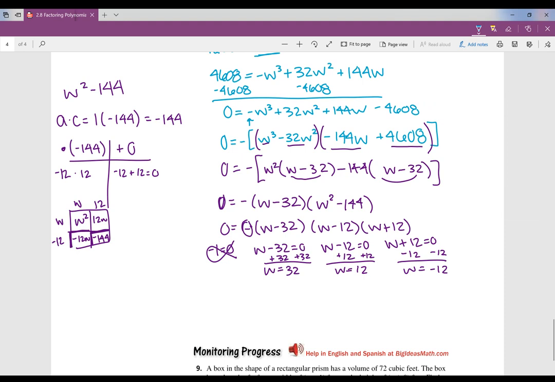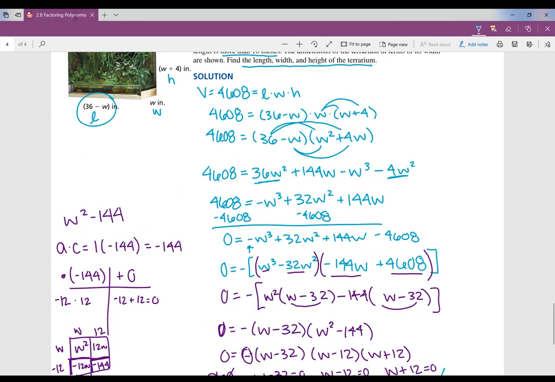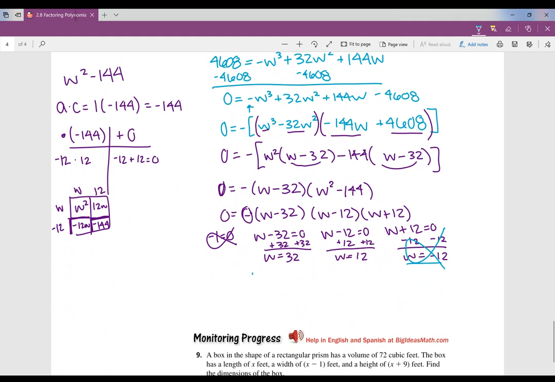So now right off the bat, can a width be negative? No, right? You can't say your width is negative 12 inches. That doesn't make sense. So we know negative 12 is not going to work. So next, let's check our 32. So we know that our length is 36 minus W. So length 36 minus W is going to be 32. So that will be 4 inches. And then our length for 12, 36 minus 12 is 24 inches.